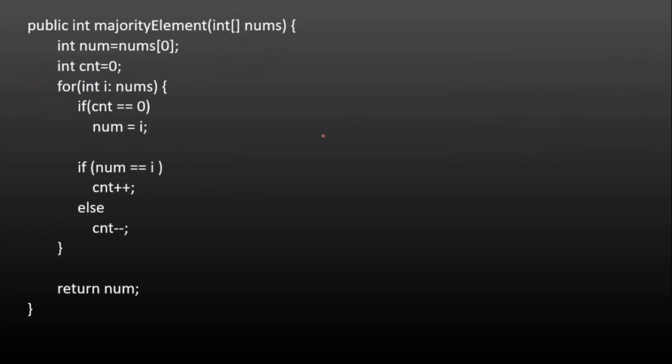The code for this will be here. We are going over a loop through the nums. Initially the count will be 0, so num is the first number, and we are incrementing the counter here. Throughout the nums, if there is any other number, we will decrease the counter. At the end our num will have the correct value, which is the majority value. This is called the Boyer-Moore voting algorithm, and the time complexity is O(n) and the space complexity is O(1).